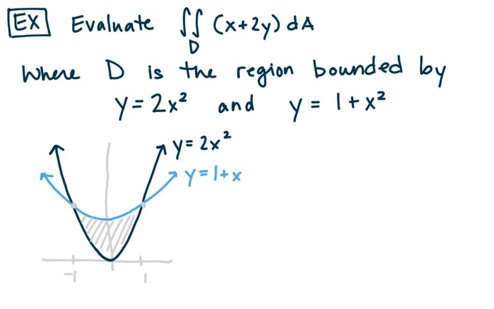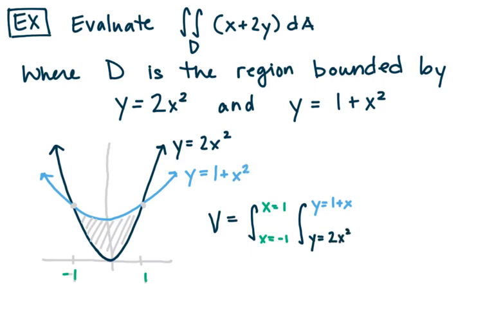So when I set up my volume, I've got -1 to +1. X equals -1, X equals +1. You don't have to write the X equals there, but I think, especially when we're learning, it helps us to always remind ourselves what these variables mean. And then my Y bounds. So I have an upper bound and a lower bound. My upper bound is y equals 1 plus x, and my lower bound is y equals 2x squared.